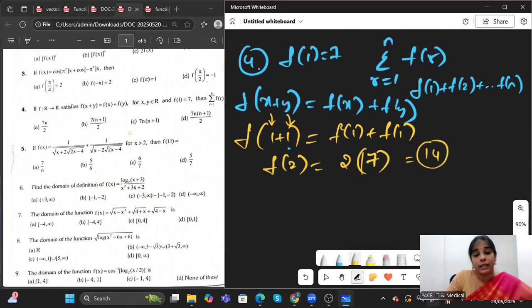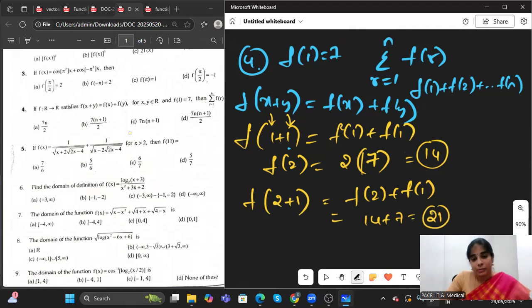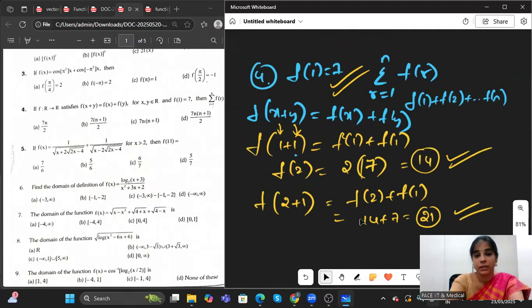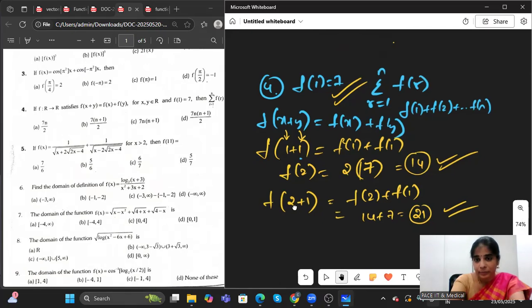Now coming to x equal to 2 and y equal to 1, that will be f of 2 plus f of 1 again. So f of 2 is 14 plus f of 1 which is 7, that is 21. Similarly, when you observe, f of 1 is 7, f of 2 is 14, f of 3 is 21. Keeping on doing that, what do we get here?